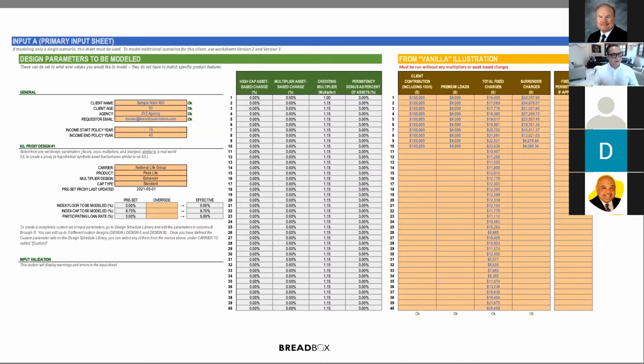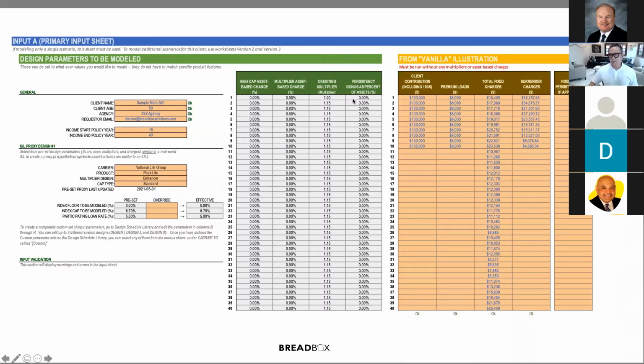If you want to model a crediting method that is similar to a real-world IUL product that we do not have in the library, that's okay. You can click where it says carrier, it will drop down, and you can select custom. Then you can essentially type in the multiplier charges and benefit schedule based on the product that you want to compare it to.